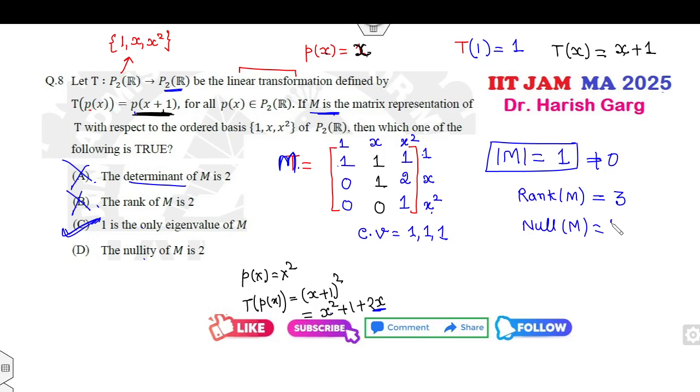Nullity of M is the number of column vectors minus the rank of the matrix, so that will be 0. So this option is cancelled. C is the only right option of this problem.